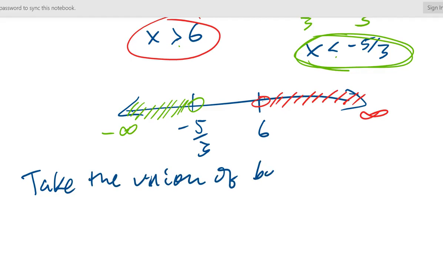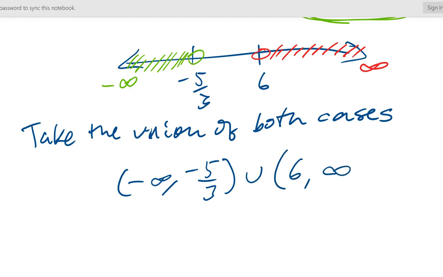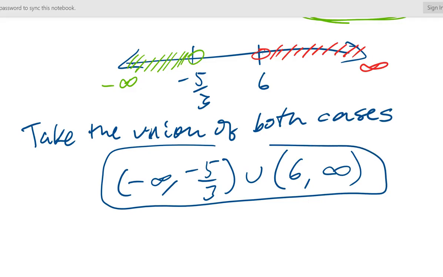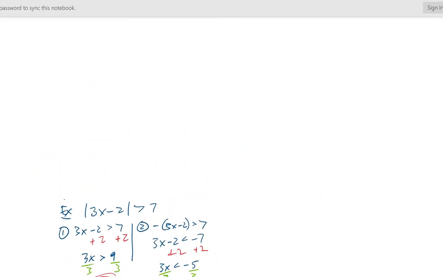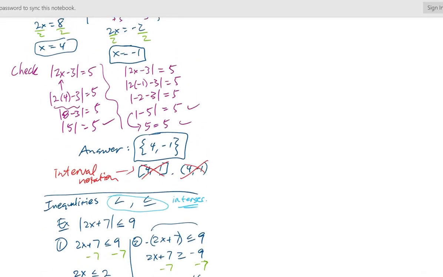Now the next step is you take the union of both cases. The union is all of them together. So if we're using interval notation, we would get negative infinity, which always has a parenthesis, comma, negative 5/3, parenthesis, union, and then 6 to infinity. And you're done. That's the answer. So it's the same process as before with the other kinds of inequalities and equations.